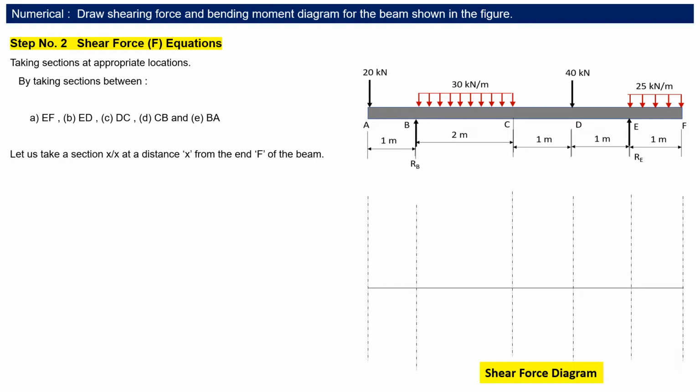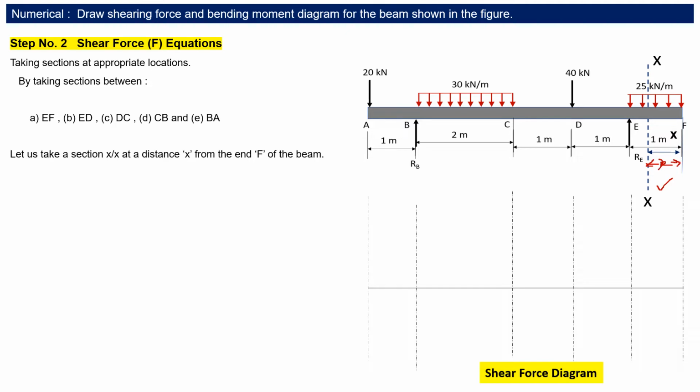So first of all, let us take section XX at a distance X from the end F of the beam, as shown. Now you can see the section. This is the section. So we have taken section XX at a distance of X meter. This distance will be X meter. Usually we take this as X meter distance.